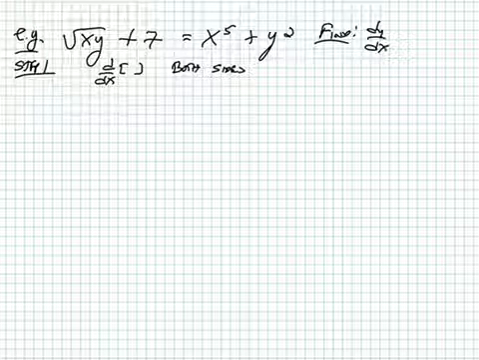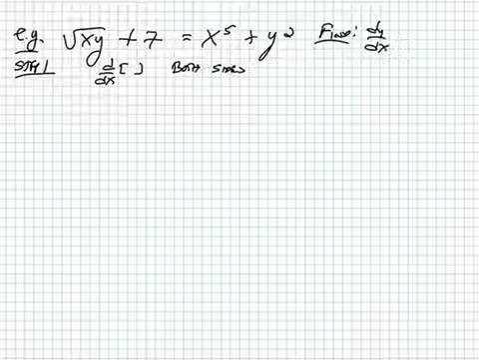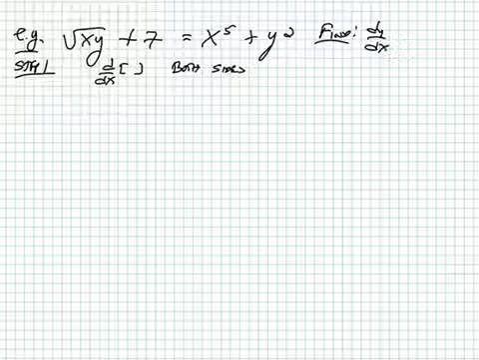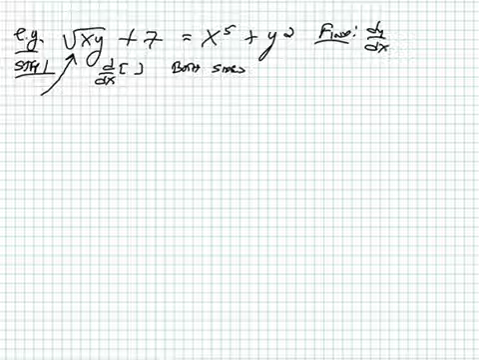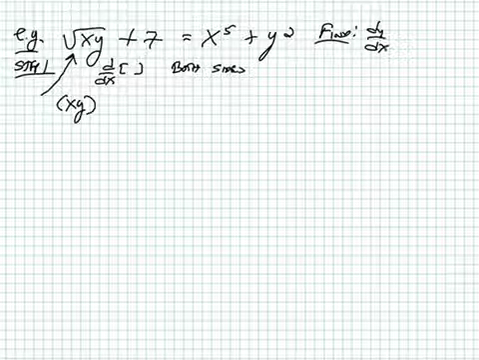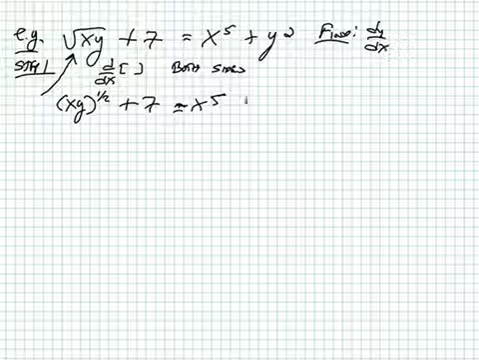Okay, so now I want to distribute d dx throughout the entire thing, but I'm only going to distribute for sums and differences, never for products or quotients. Actually, I should probably do this before I even distribute: if you have something like this where I'm going to have to use a chain rule, I'm going to rewrite the equation first. So I've got xy to the 1/2 plus 7 is equal to x to the 5th plus y squared. Okay, so now I'm going to take d dx of both sides.